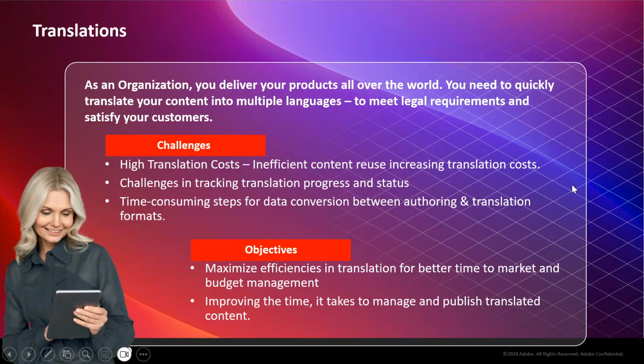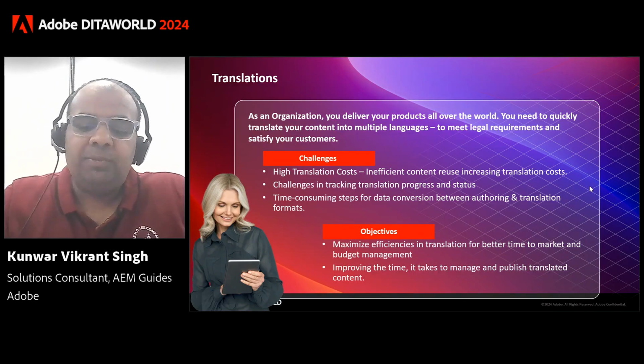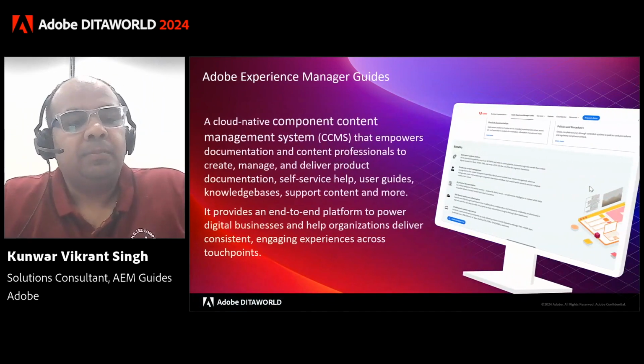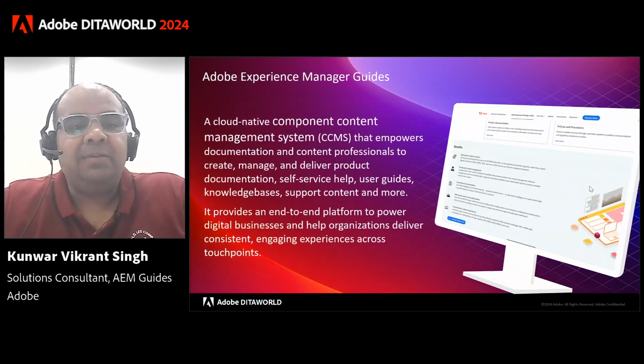Now let's talk about some of the objectives which organizations have behind having a robust translation management system. One of the key objectives is, of course, to maximize efficiency in translation for better time to market and budget management, improving the time it takes to manage and publish translated content. To achieve all these objectives, let's talk about AEM Guides. Now, you might have already seen some sessions with respect to AEM Guides, so I'm not going to go into the details of AEM Guides.